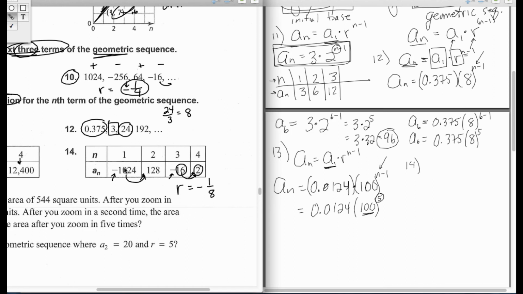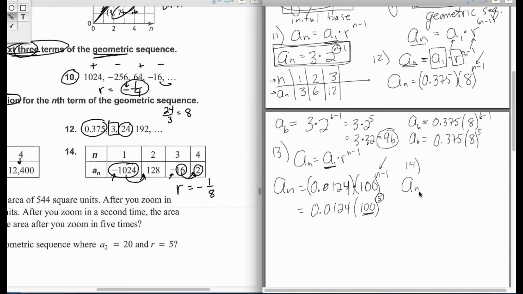And here's my first number in the list. All I do is a sub n. That's like your y equals. And my first number is negative 1024 times r. My r is negative 1/8 to the n minus 1. All you have to put in is the first number and the common ratio.